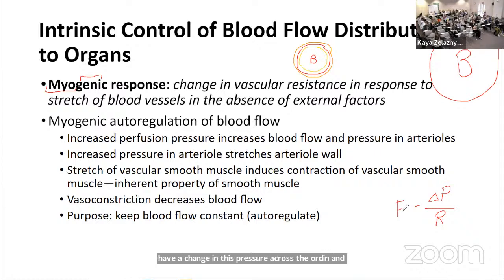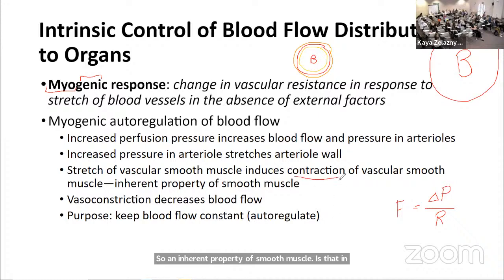So we're saying that we have a change in this pressure across the organ, this pressure gradient. So we've got an increase in blood flow across that arteriole. Now that we have this increase in pressure and increase in flow, that arteriole stretches out, right? So it's got bigger. We've got this circular muscle, kind of like a sphincter, so we stretch it out to make it bigger. And then an inherent property of smooth muscle is that it doesn't really like that, right? So it bounces back when it's stretched out too much, just like a rubber band kind of.